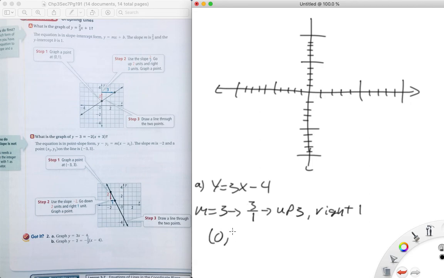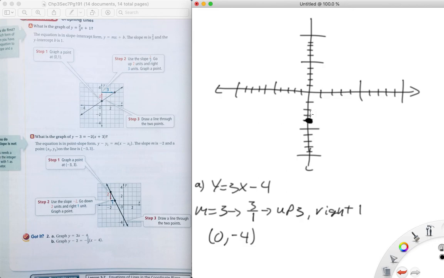My y-intercept, remember, is y when x is 0. Since it's a minus 4, it's -4. So it's 0, -4. So my first point is going to be right here. So this would be 0, -4.